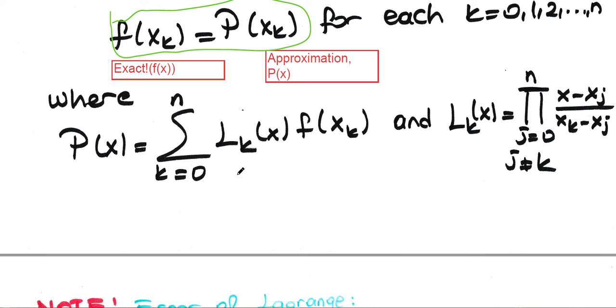Here we have a closed formula. I know you don't understand how we apply it, but when you see an example, an exercise, it should be more clear. But you need to know that these Lk are said to be weights. These are called the weights of the Lagrange interpolation.